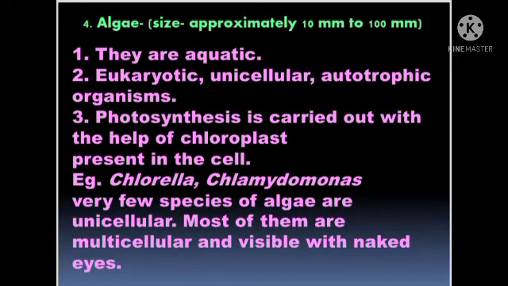Very few species of algae are unicellular. Most of them are multicellular and visible with naked eye. Students, some species of algae are unicellular, that is made up of single cell, and most of them are multicellular, that we can see with our eyes.